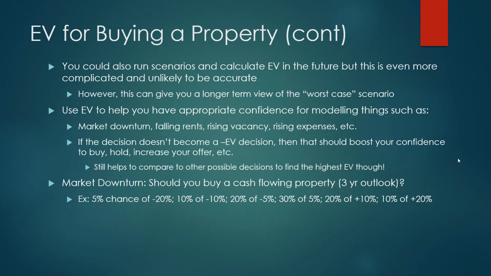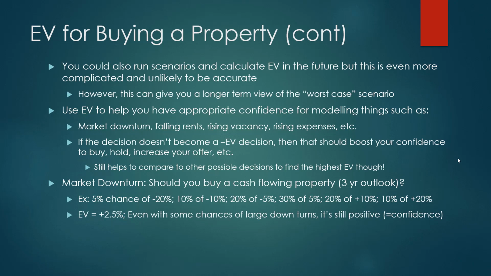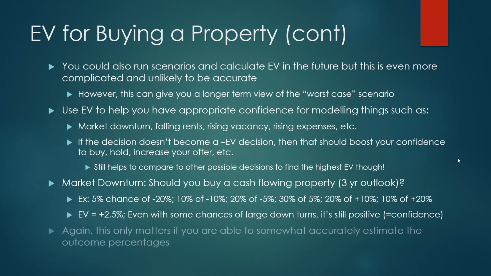So 10% of the time, I said down 10%. 20%, I said down 5%. 30% I said up 5%, 20% up 10, and 10% up 20. I'm probably being really conservative. However, if you run this, the EV is still up 2.5%. So if you're like, oh, I'm super scared to buy property right now because I'm scared of a market downturn, and you say, well, I think it's a 10% chance of us going down 10%, but otherwise we're even or better, you can use expected value to overcome that fear. Does that make sense? Perfect.